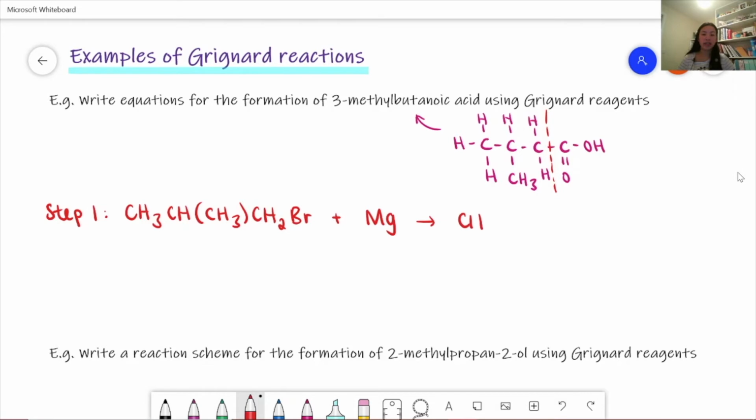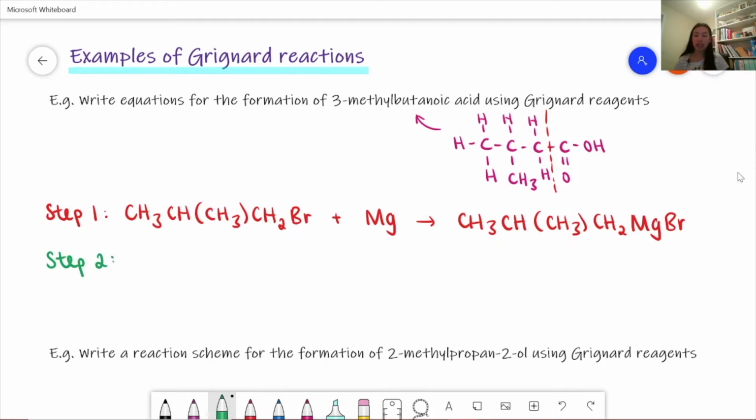So we have CH3, CH, CH3, and then CH2. So this is our R group. And then we have magnesium, and then finally the bromine. And now we know that we have to react it with carbon dioxide to form this carboxylic acid. So step 2 is reacting this Grignard reagent with the carbon dioxide.